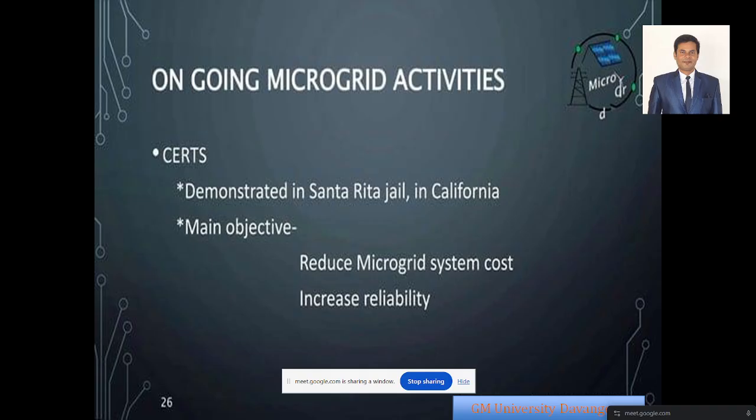So focus more on the microgrids, how the microgrids can give more reliability, right? Other countries are doing a lot of research. They are demonstrating their own ideas, right? Their objective is to reduce the microgrid system cost, right? System cost has to be reduced and more reliability provided for the consumers.